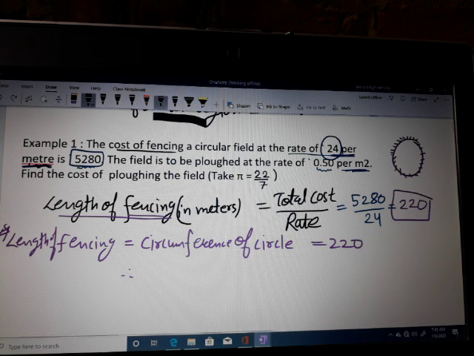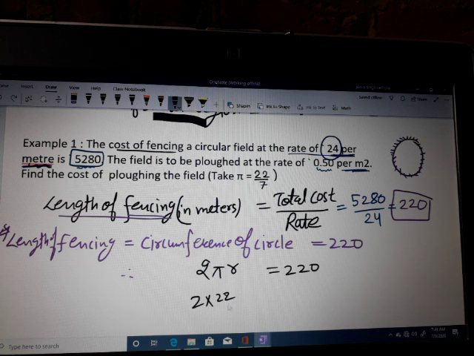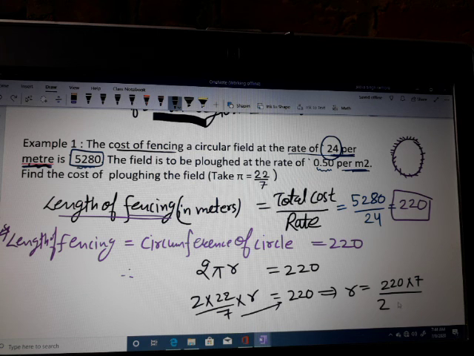We use the formula of the circle. What is the circumference of the circle? 2 pi r. 2 pi r equals 220. We have to find the value of r. So I will put here 2 into pi equals 22 upon 7 into r equals 220. I will cross multiply, so r equals 220 into 7 divided by 2 into 22. This will be 10 times, this is 5 times, 5 7s are 35. So the radius of the circle is equal to 35 meters.